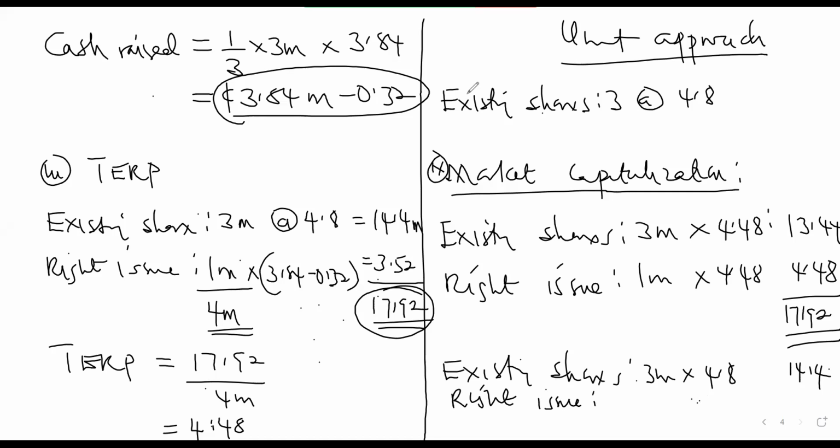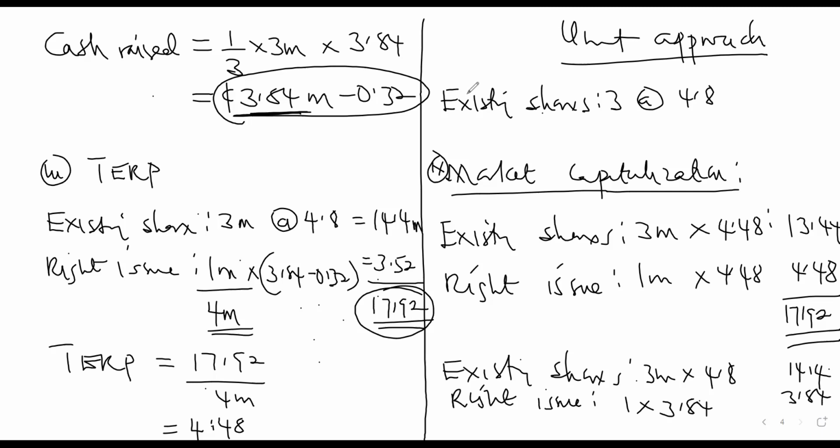So the right issue, this is the amount that we are raising from the right issue, 3.84. And that is going to be the share value. So we don't have to do any theoretical XY price. So the person can say 1 million multiplied by the 3.84, because this is the actual cash that you'll be receiving from the right issue.